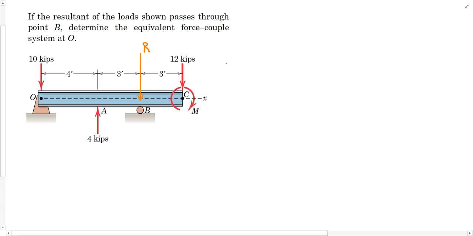All right, so we could go ahead and get R if we wanted. R is pretty easy. We have 12 kips down and 10 kips down. That's 22 kips, and 4 kips up. So we know that R is 18 kips, and it is directed downward the way that we have shown it.